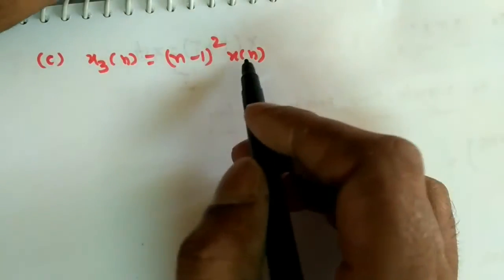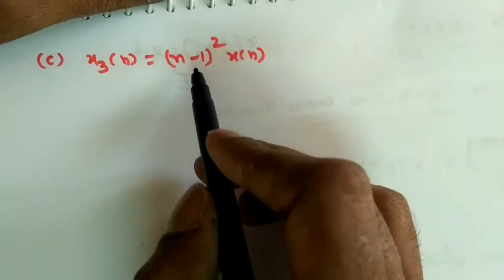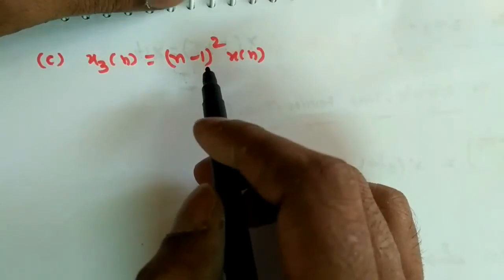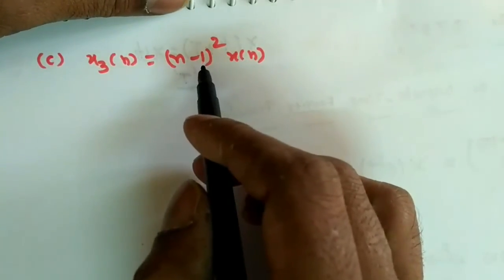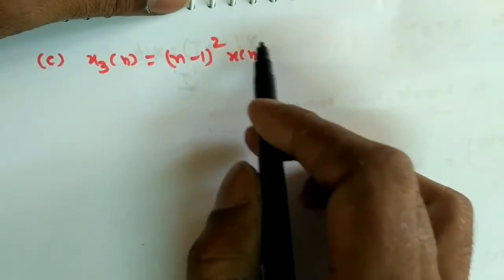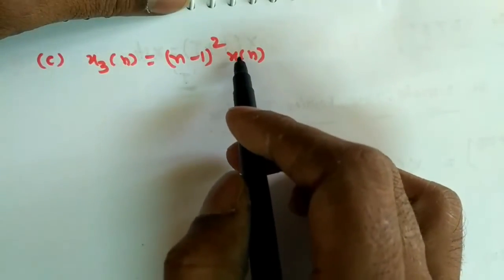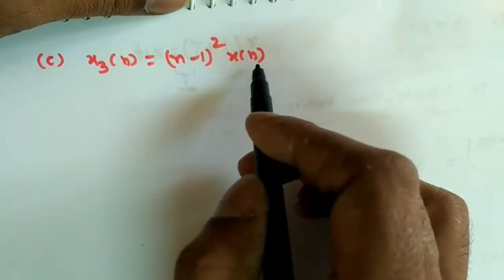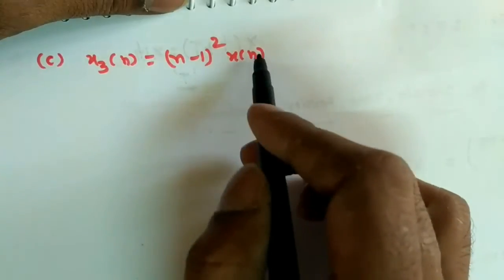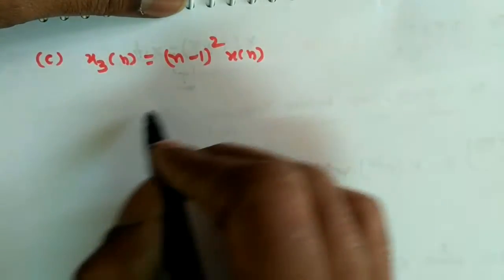This one: x3 of n is equal to (n minus 1) whole square times x of n. The moment you see this question, you may try to go for the time shifting, right? But time shifting we will apply only if x of n contains some n minus 1, n plus 1, but it is not containing any shifting. So how to do this one?